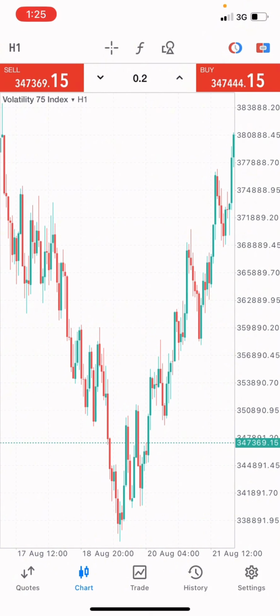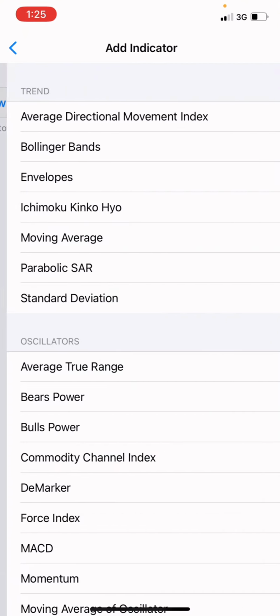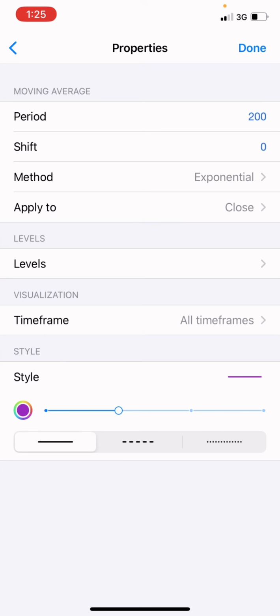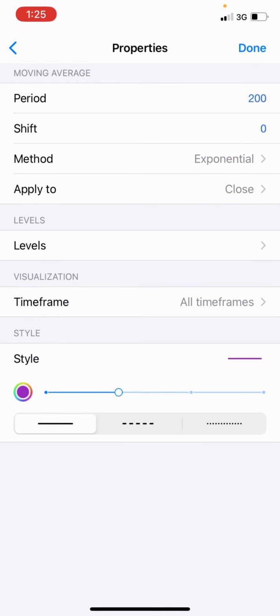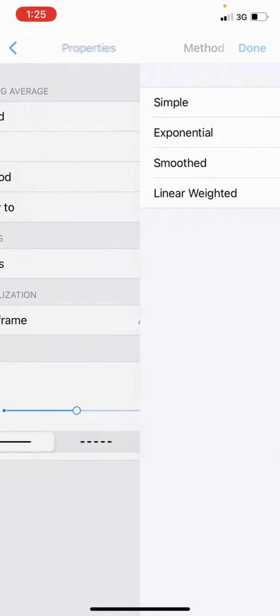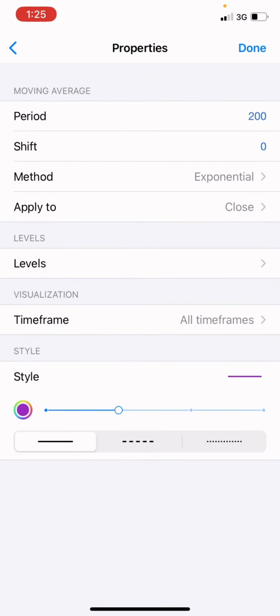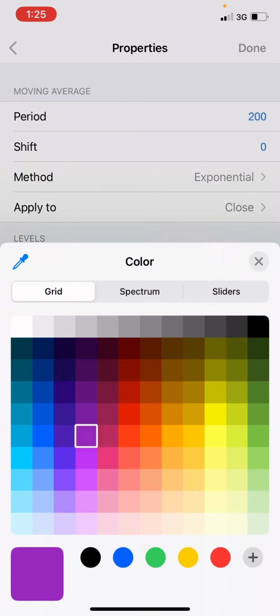Now we're going to go into the indicators. We choose on the main window and we choose the moving average, period 200, shift 0, just as you can see on my screen. You apply to exponential, apply to close, and all time frames, the style is 2 pixel, the color is purple.